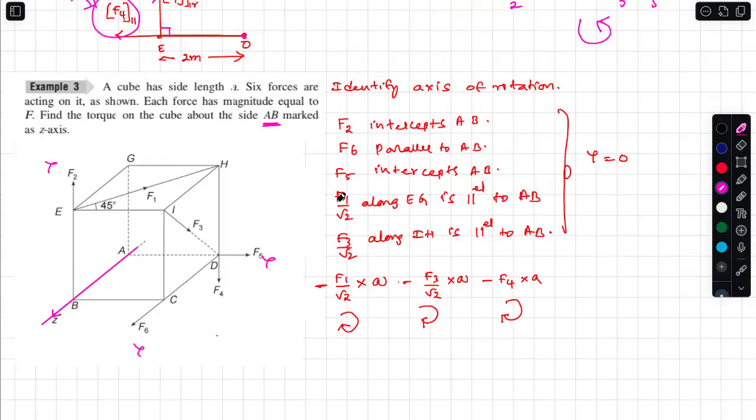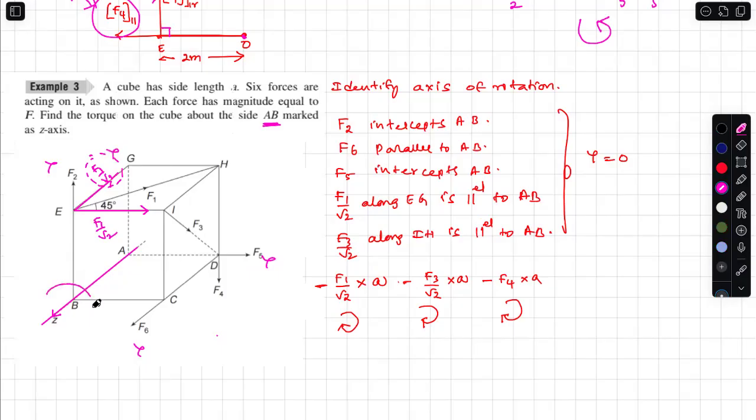Right. Now F1. Now F1 also you can resolve into two components. One is F1 by root 2. The problem with this part is, this is again parallel to the axis of rotation. This won't contribute any torque, but the other component will contribute torque. So what is the torque contribution of F1?